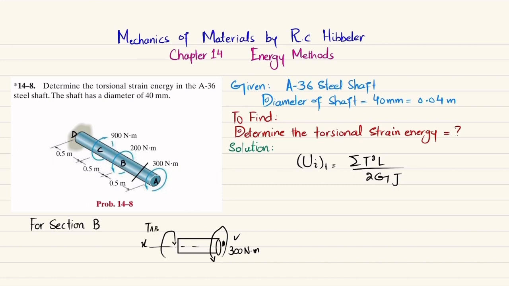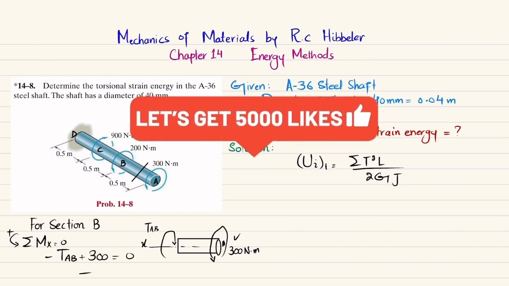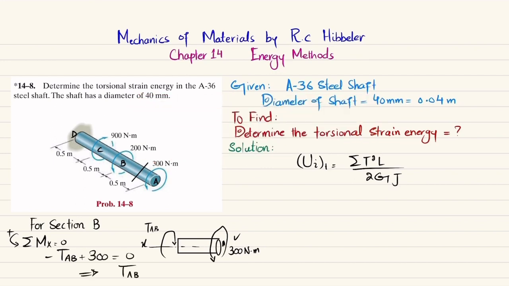How will we find TAB? By applying the equation of equilibrium: sum of all moments about x-axis must be equal to 0, and torque taken counterclockwise is positive. You can see this is clockwise torque, it will be negative, and this is counterclockwise torque, it is positive. The sum must be equal to 0. So I will write minus TAB plus 300 is equal to 0. So from here, you will get torque in shaft AB is equal to 300 Newton meter, and that is clockwise.